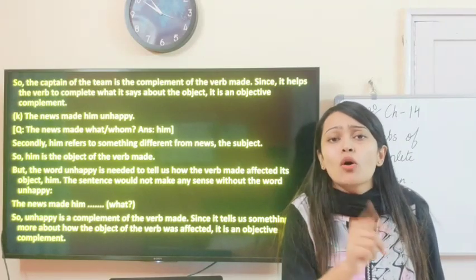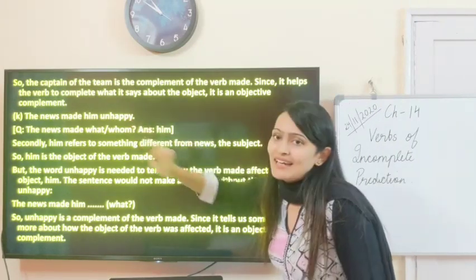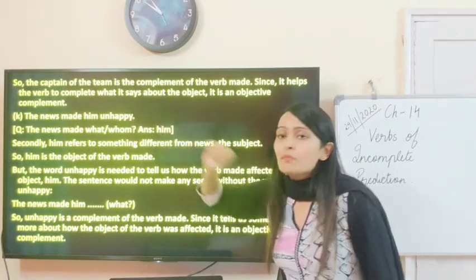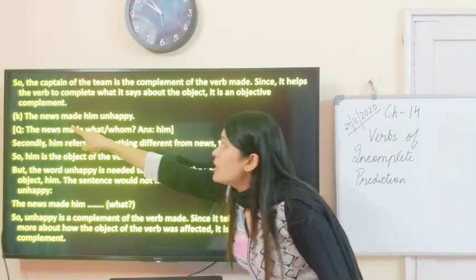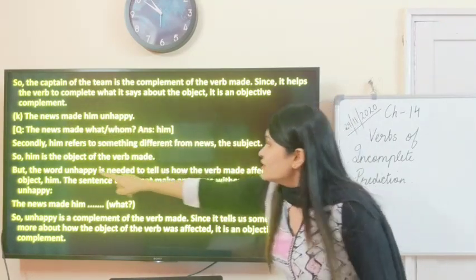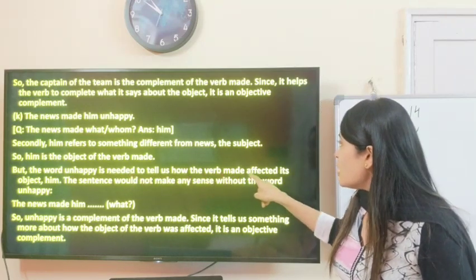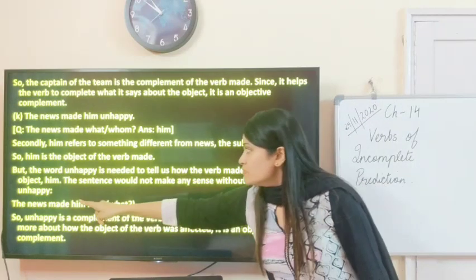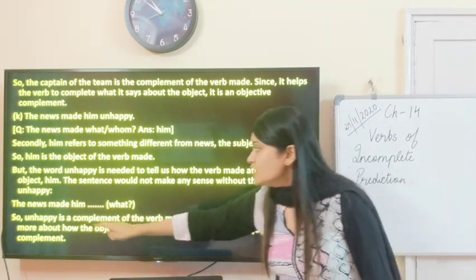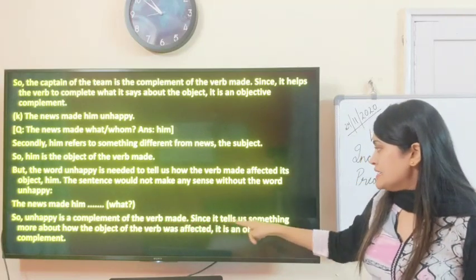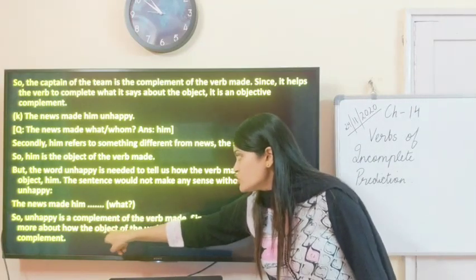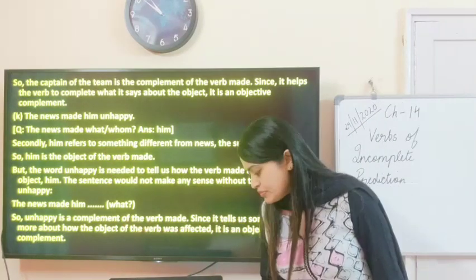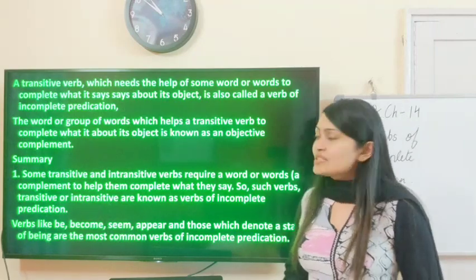It requires the help of complements. What is a complement? A few added words, okay? And this complement unhappy has been added. But what is this complement helping? Is it helping us know about the subject or the object? The word unhappy is needed to tell us how the verb had affected. Okay, the sentence would not make complete sense without it. The news made him what? So unhappy is a complement of the verb. Since it tells us something more about the object, which is the object? Him. The verb was affected, it is an objective complement. Okay, so I hope this is quite clear children.